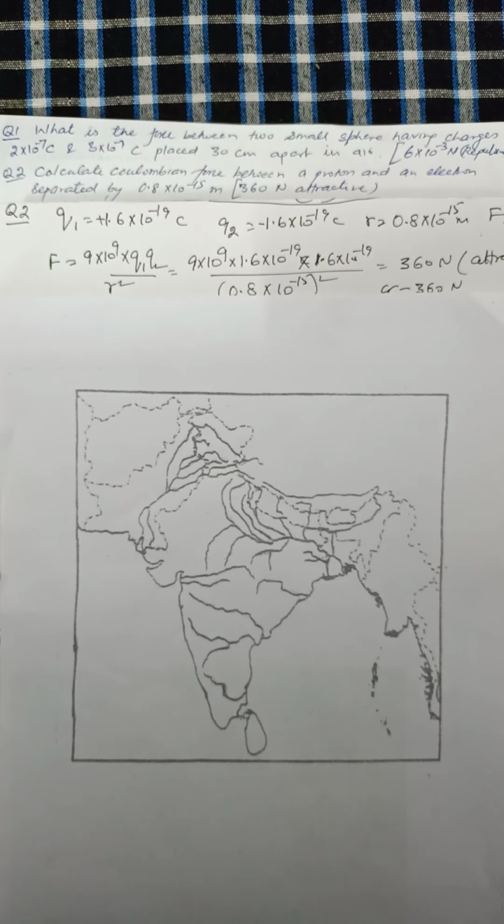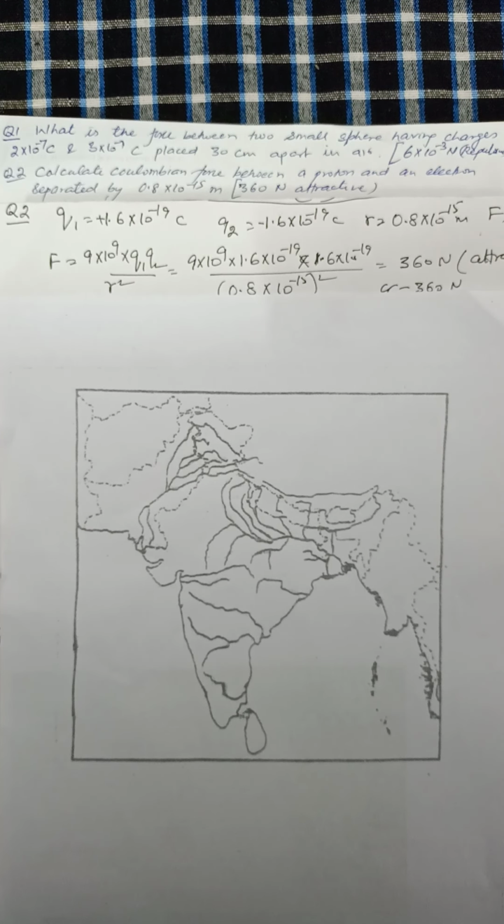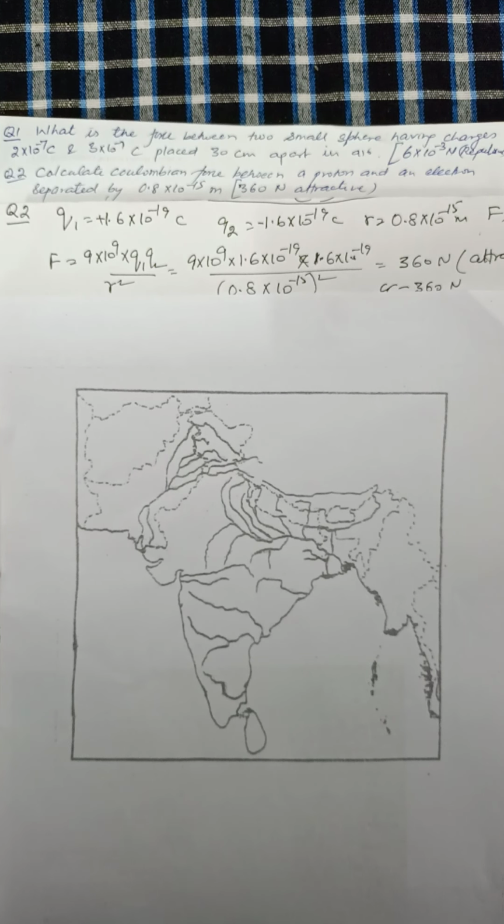Note it down. Now the second question is, calculate Coulombian force between a proton and an electron separated by 0.8 × 10⁻¹⁵ meter. First of all, we have to note down the values. Q1 is proton. The charge of proton is 1.6 × 10⁻¹⁹ Coulomb. It is the standard value. We have to remember this value. The charge of electron is same, 1.6 × 10⁻¹⁹ Coulomb. It is negative. Distance is 0.8 × 10⁻¹⁵.